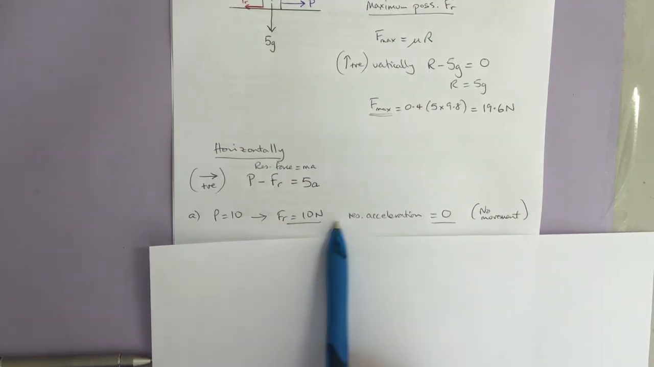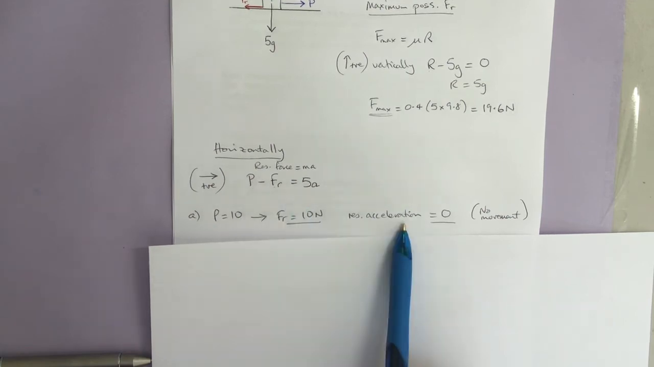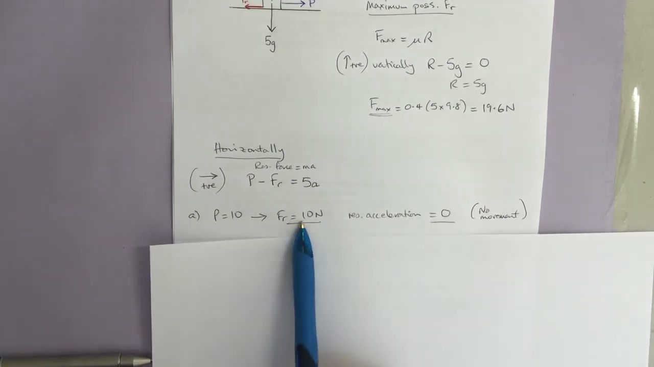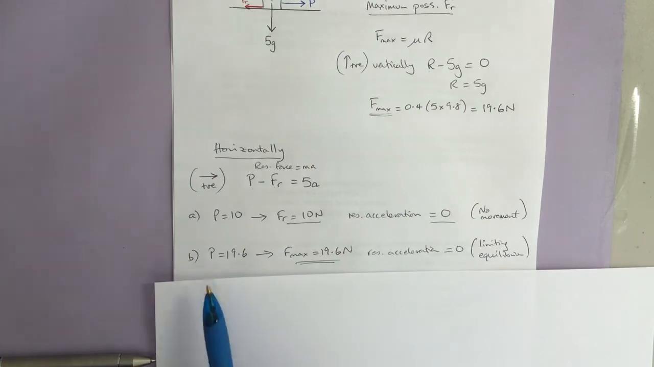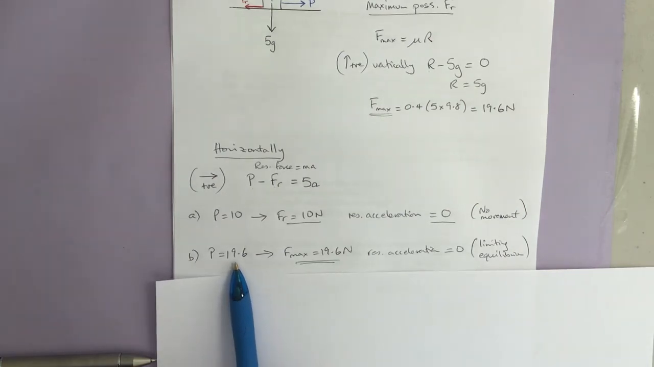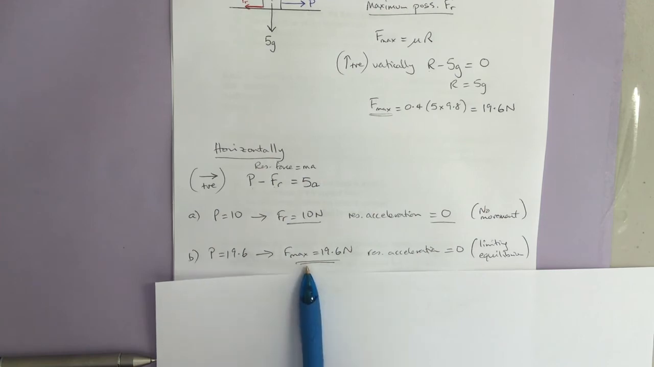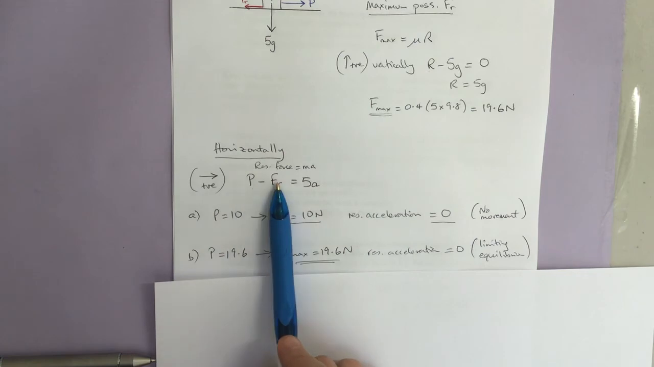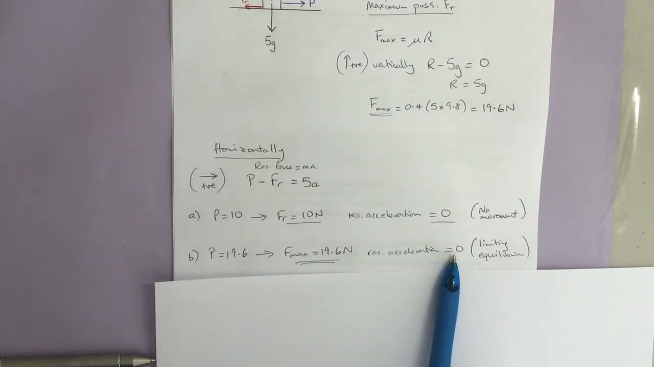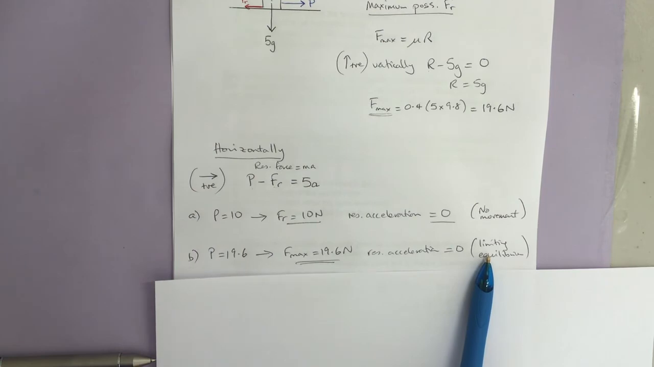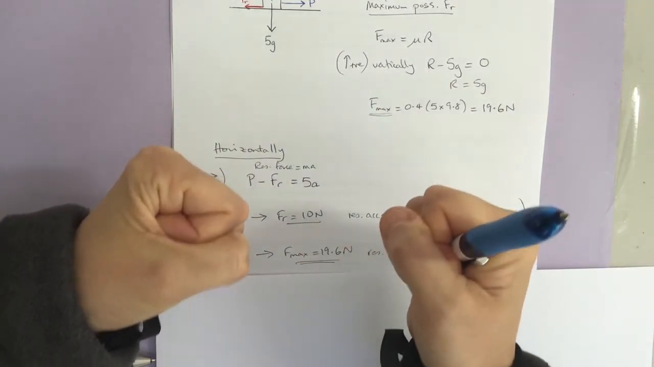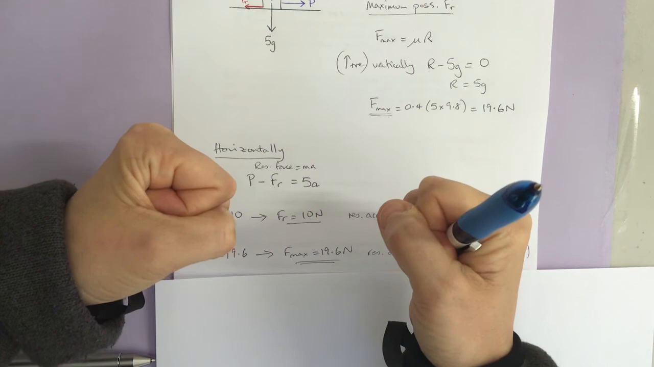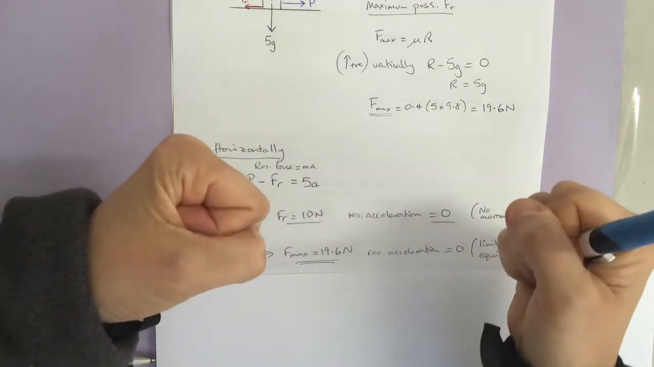So in this first situation, P was 10. Friction only needs to build up to 10. And then 10 minus 10 is 0. Resultant acceleration is 0. There's no movement going on here. The friction hasn't been overcome. In the second one, forward force is 19.6. So the friction is going to build up and build up. It can only build up to 19.6 though. Can't get any more than that. But my applied force is not enough to overcome it. So 19.6 minus 19.6 is 0. My resultant acceleration is 0. And this is the one that's called limiting equilibrium. It's about to move. It's just on that point where friction is about to be overcome. And any extra force on P would make the thing move.